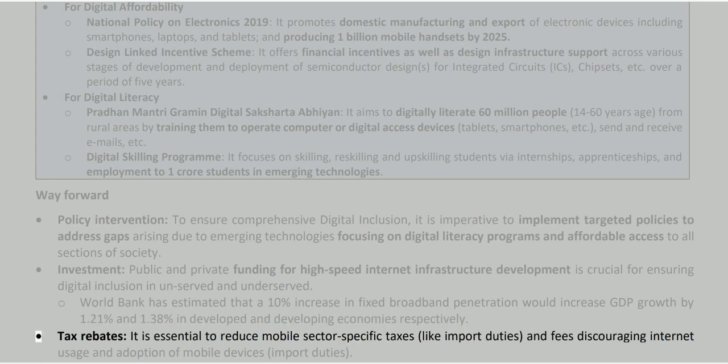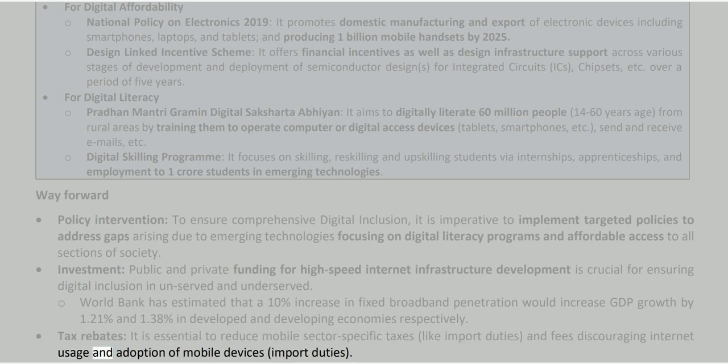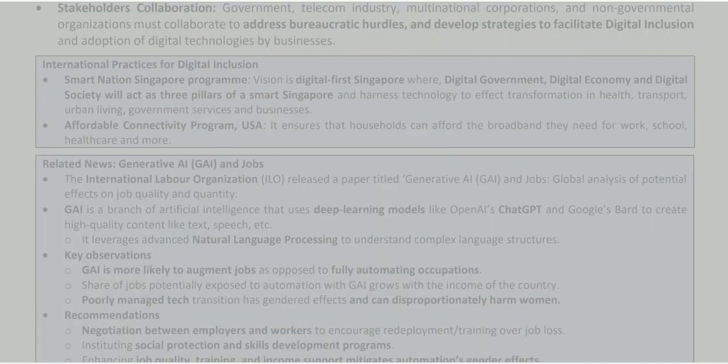Tax rebates: it is essential to reduce mobile sector-specific taxes, like import duties, and fees discouraging internet usage and adoption of mobile devices. Stakeholders collaboration: government, telecom industry, multinational corporations, and non-governmental organizations must collaborate to address bureaucratic hurdles and develop strategies to facilitate digital inclusion and adoption of digital technologies by businesses.